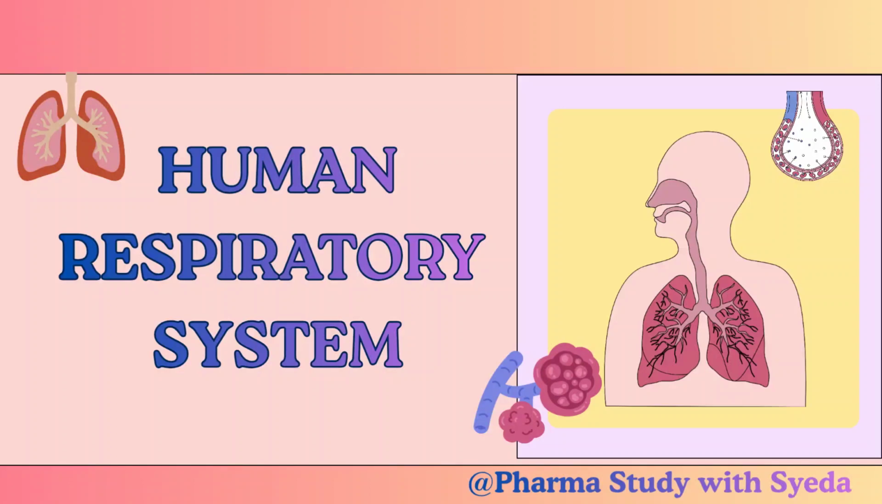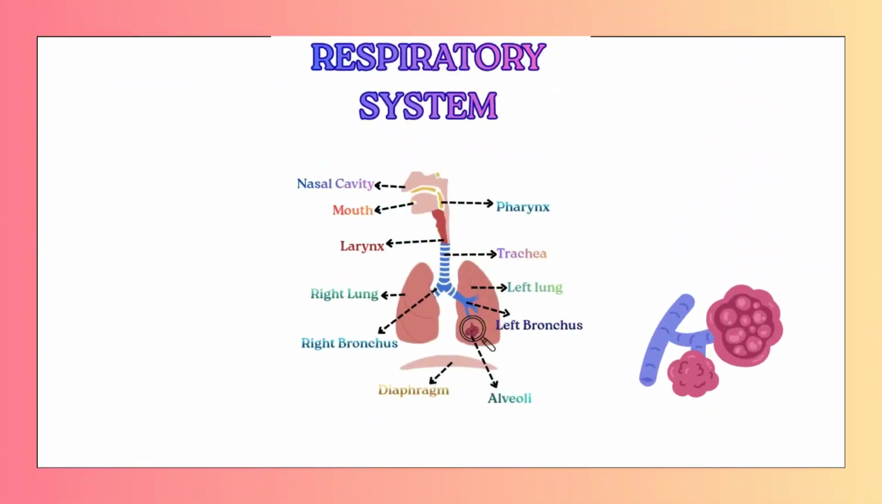Let's learn about the human respiratory system. Let's label the respiratory system diagram step by step. First, we have the nose. Next is the nasal cavity. Below that is the pharynx.